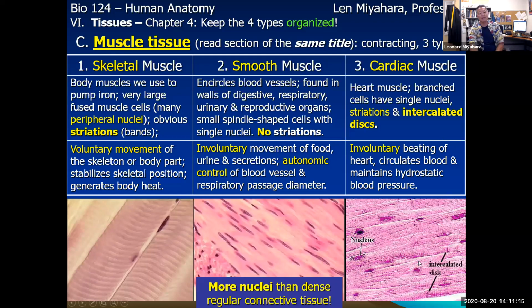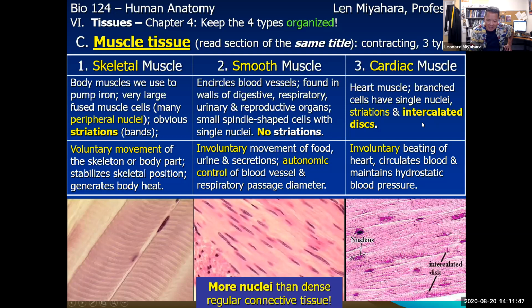Cardiac muscle, stacked tubes, but these are individual unfused cells. So the nuclei are in the middle of these tubes. What you are going to see is some subtle striation, not nearly as obvious as this. It is much more subtle, but you will see some striations. But this is what is going to be key. If I'm going to give you a slide of cardiac muscle, you will see intercalated discs.